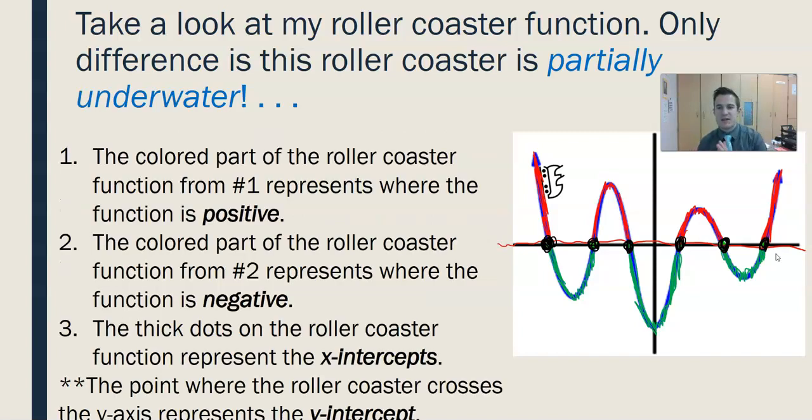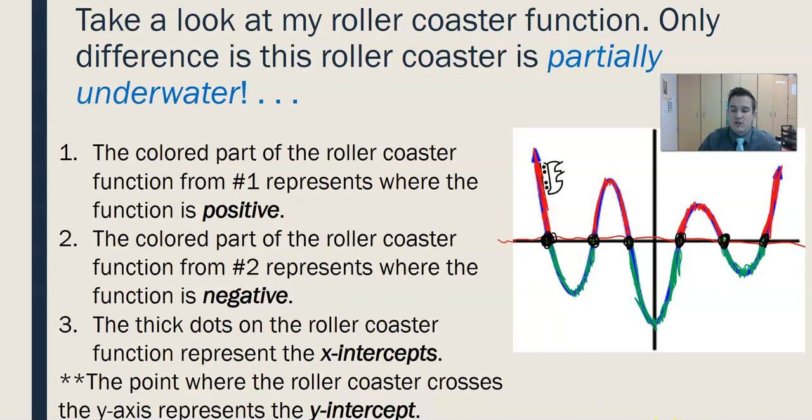Now as I'm comparing this roller coaster to a function or an actual graph, the colored part of the roller coaster function from number 1 represents where the function is positive. So everywhere I marked red, everywhere above the water line, or in this case above the x-axis, I'm going to consider positive. The colored part of the roller coaster function from number 2 represents where the function is negative. So everywhere I marked in green, below the x-axis, is going to be negative. Everything above the x-axis is positive, everything below the x-axis is negative.